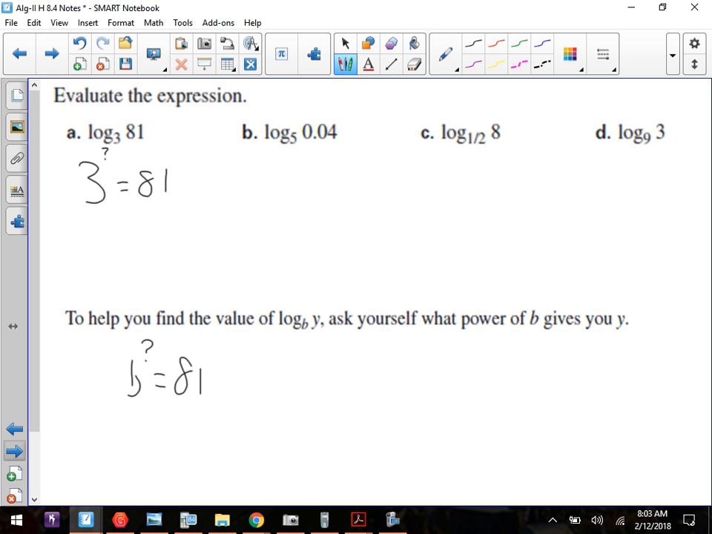Log base 5 of 4 hundredths. If I wrote that as log base 5, 4 hundredths is 4 over 100, right? What would you simplify that to be as a fraction? 1/25th. If you start thinking of it in terms of fractions as opposed to decimals, remember I've always said fractions are a lot easier to work with than decimals. 5 to what power gives you 1/25th? Negative 2, excellent.